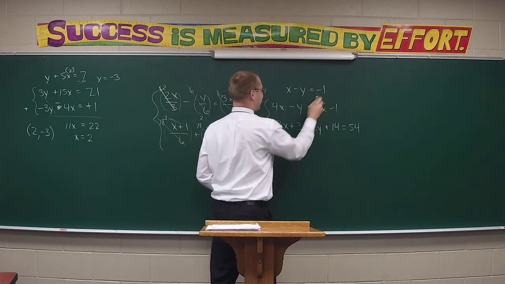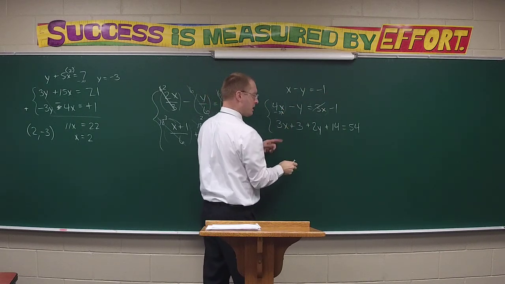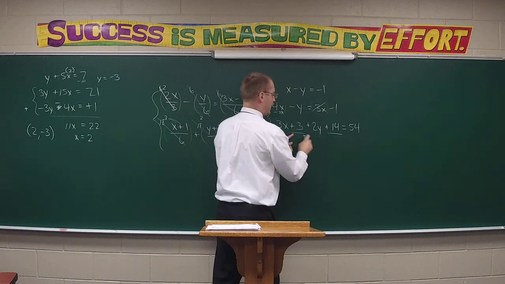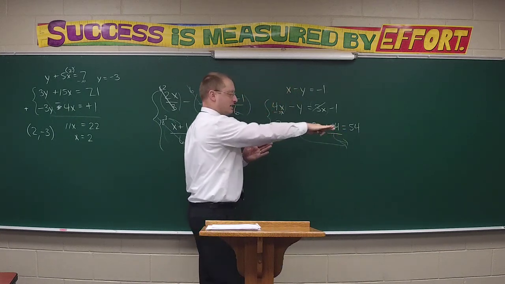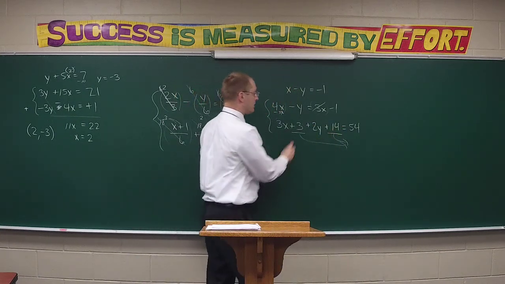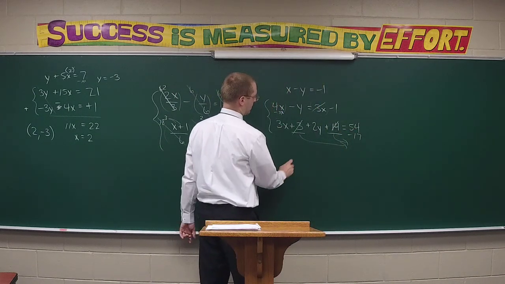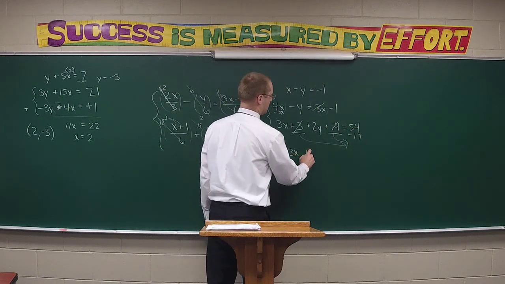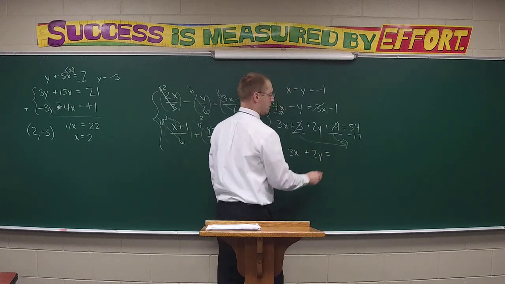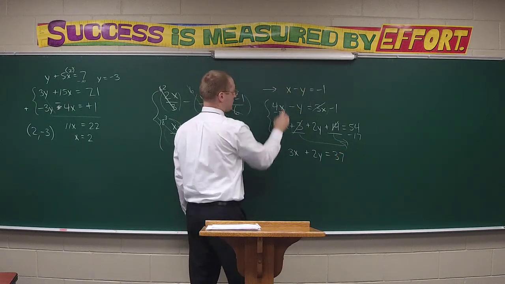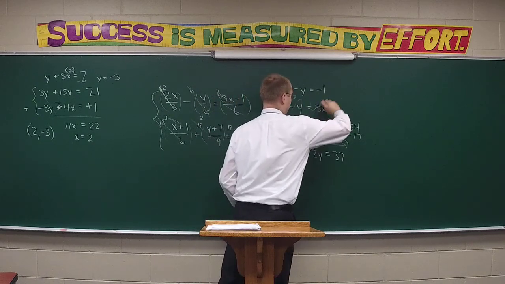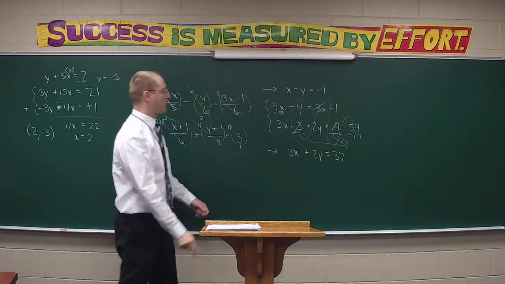Minus y equals -1. There we go. And then here, the 3 and the 14 collectively can move over as a -17, so that my bottom equation just becomes 3x plus 2y equals 37. There we go. So there's my top equation, there's my bottom equation. We're kind of ignoring the mess that lies between them.